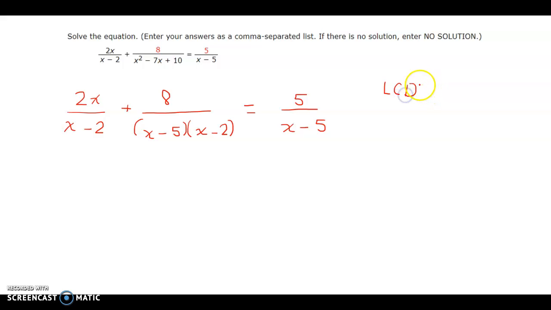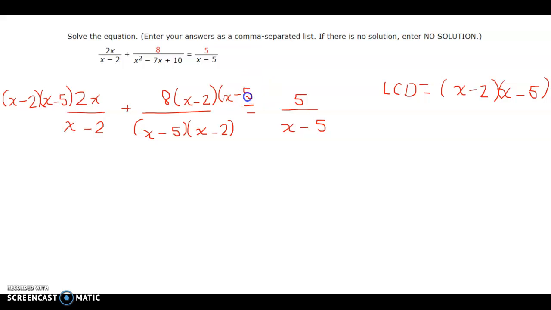So remember, once we have our denominators factored, our least common denominator will include all of those binomials or monomials that are a part of our denominator, which would be x minus 2 and x minus 5. So what we do, instead of getting common denominators, we just multiply every numerator by that LCD, x minus 2 and x minus 5, for all terms within the equation.